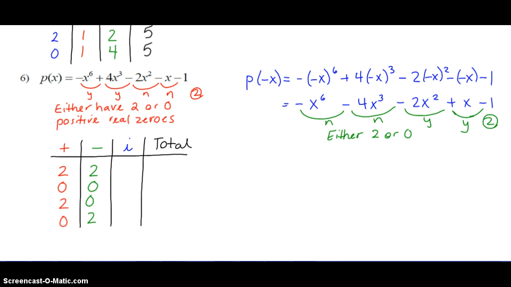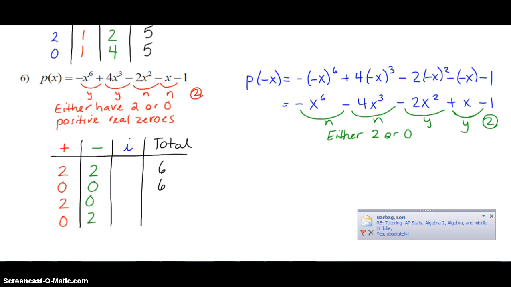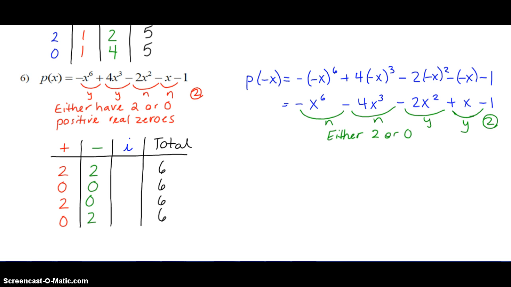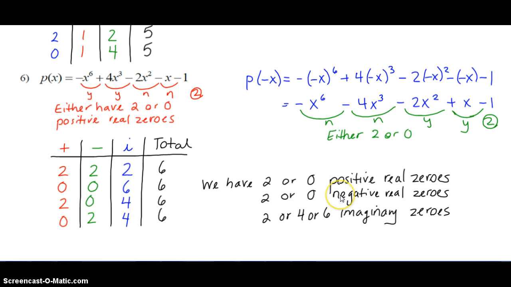The highest degree term of our polynomial is of degree 6, so all of these are going to have a total of 6 possible roots. So the imaginary ones need to make up the difference. So 2 plus 2 plus 2 equals 6, 0 plus 0 plus 6 equals 6, 2 plus 0 plus 4 equals 6, and 0 plus 2 plus 4 equals 6. So if we wrote it all out, we have either 2 or 0 positive real zeros, 2 or 0 negative real zeros, 2 or 4 or 6 imaginary zeros.